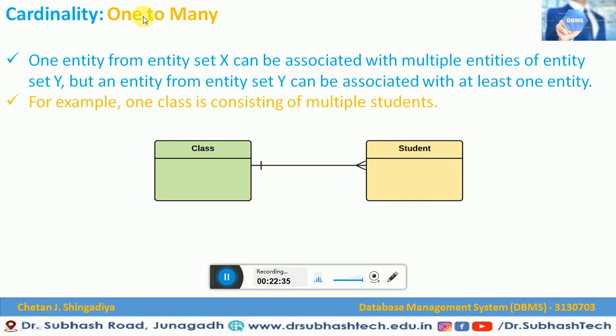Now let us understand what a one-to-many relationship is. One entity from entity set X can be associated with multiple entities of entity set Y, but an entity from entity set Y can be associated with at most one entity. For example, one class consists of multiple students. So this is one class and it has multiple students, and this is an example of a one-to-many relationship. This is how it can be represented.